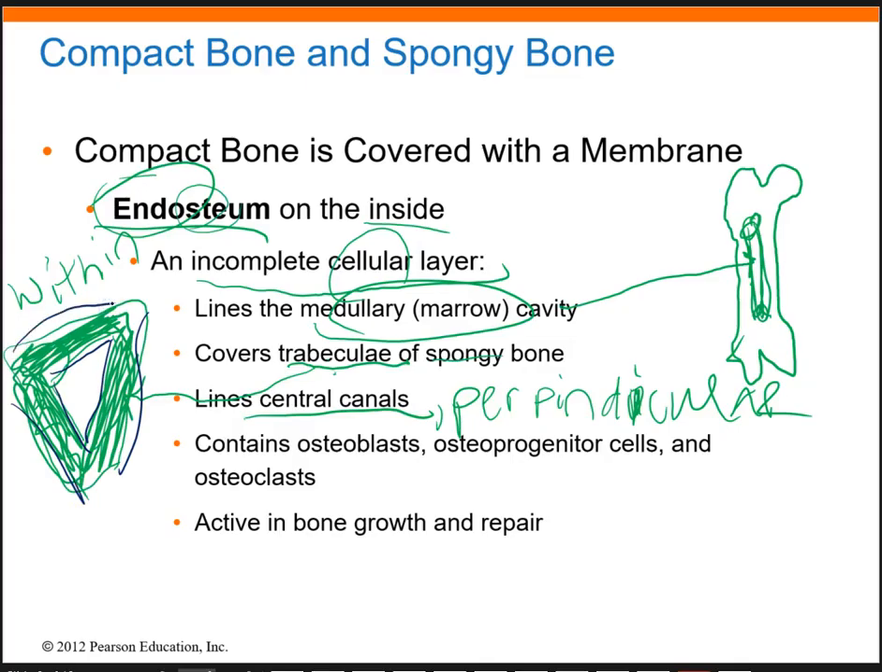I said that the endosteum is just made of cells. It contains osteoblasts, stem cells called osteoprogenitor cells, and osteoclasts. And the endosteum is also important in bone growth and repair.